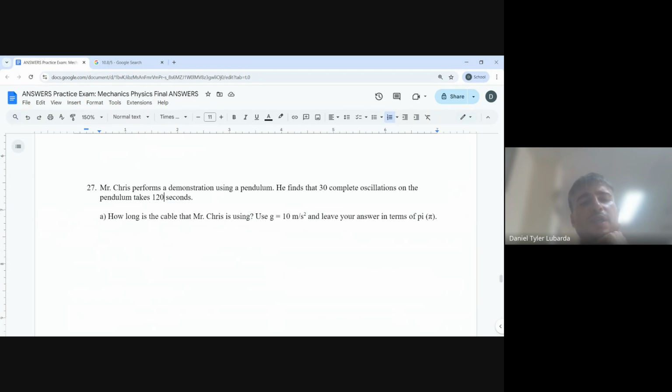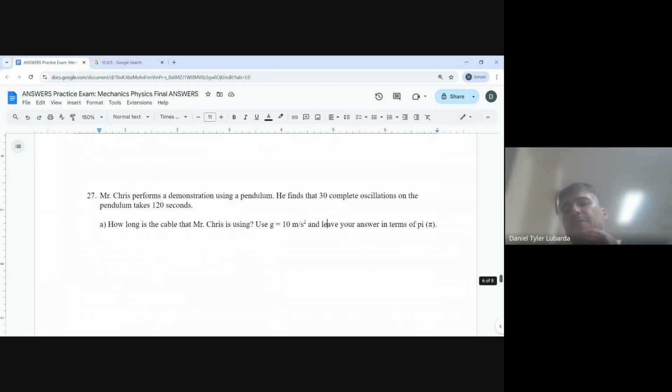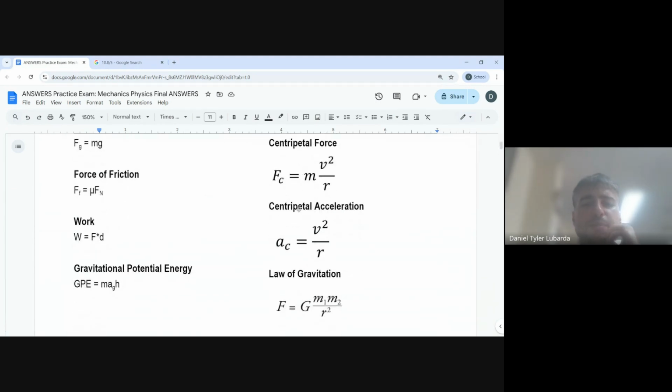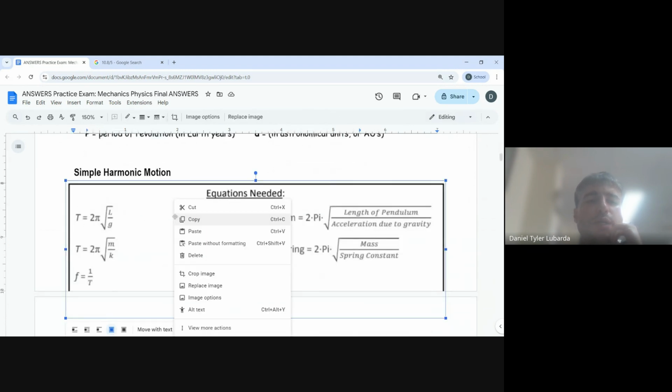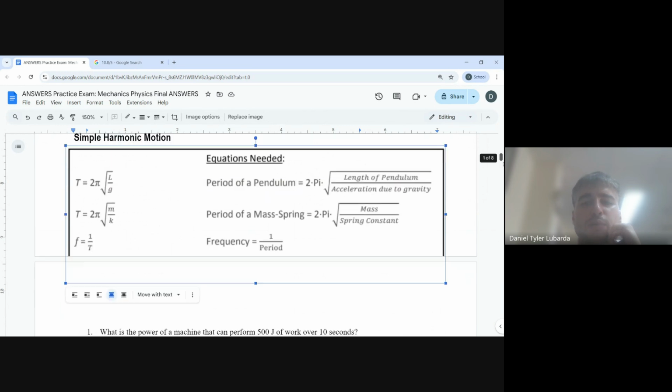Mr. Chris performs a demonstration using a pendulum. He finds that 30 complete oscillations on the pendulum takes 120 seconds. Part A asks us, how long is the cable that Mr. Chris is using? And tells us to use g equals 10 meters per second squared, and we can leave our answers in terms of pi. So let's find that out. I have a feeling we're going to need to use some of those equations we went over before, these simple harmonic motion equations.